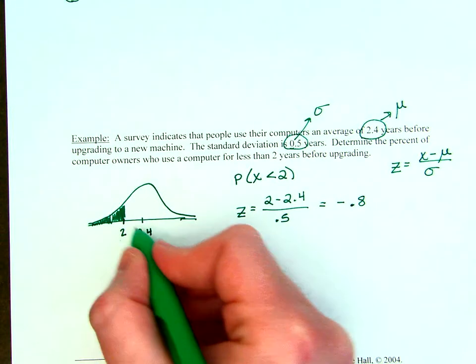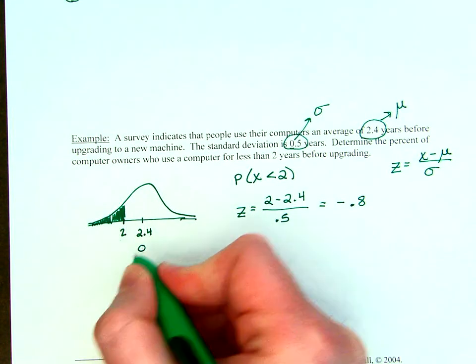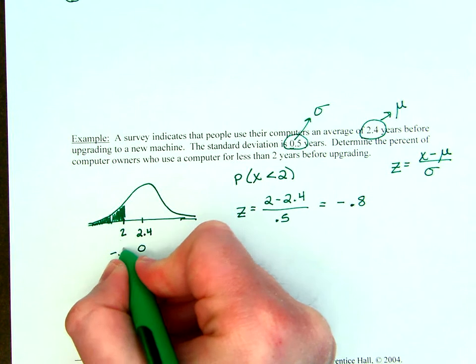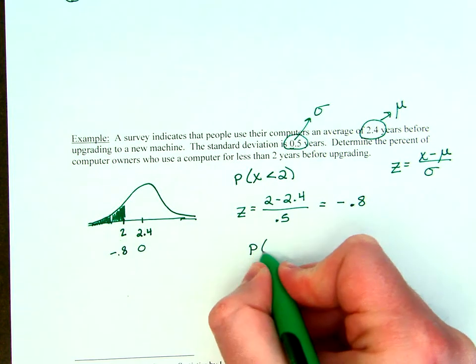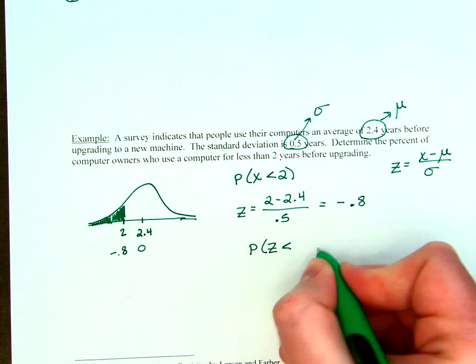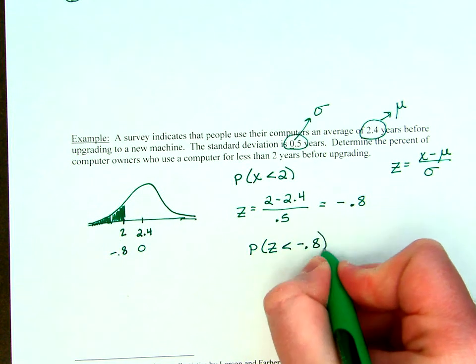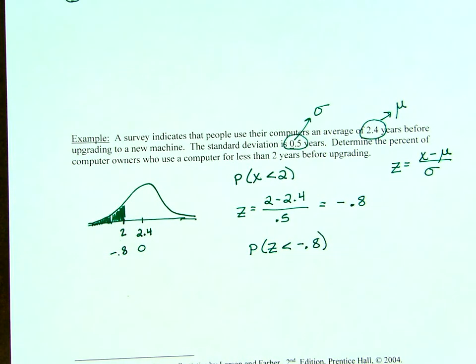If we were dealing with our standard normal distribution here, the mean would be 0. This tick mark over here is at negative 0.8. I now want to find the percent of data whose z-value is less than negative 0.8. How do we do that?